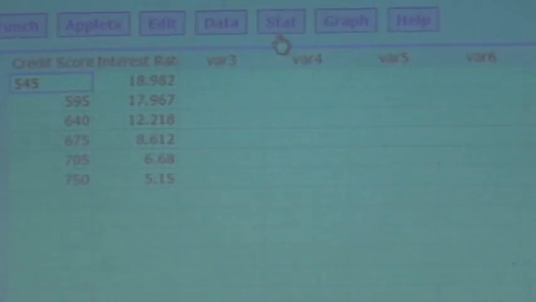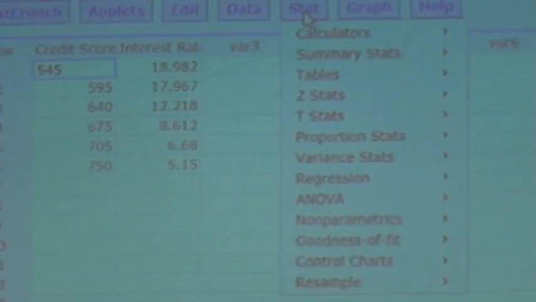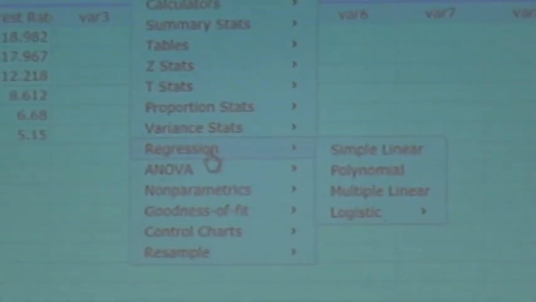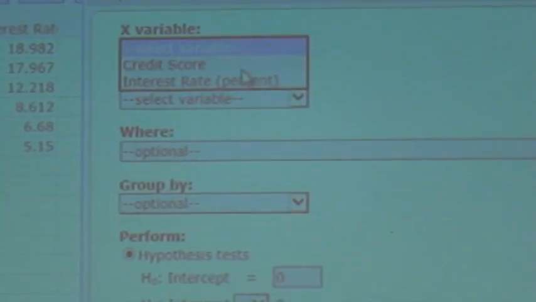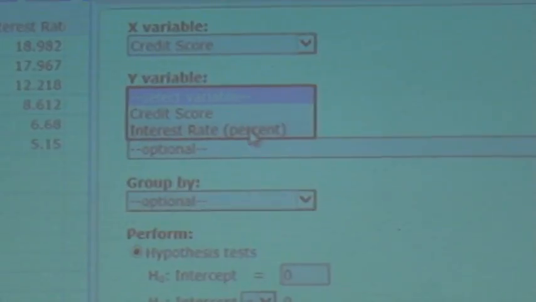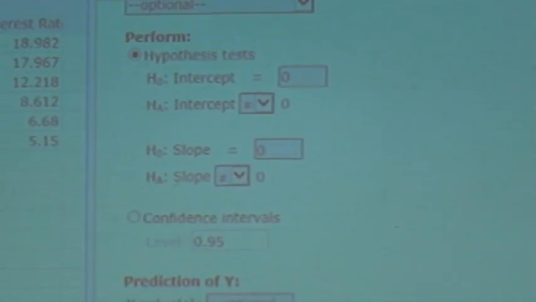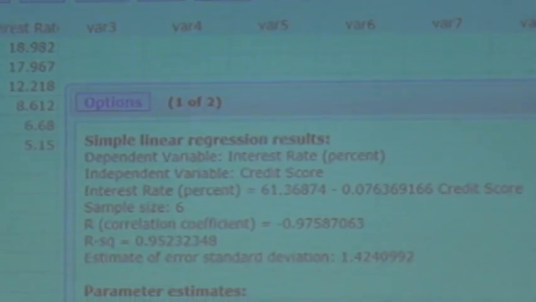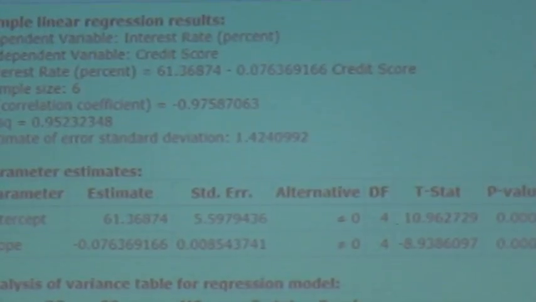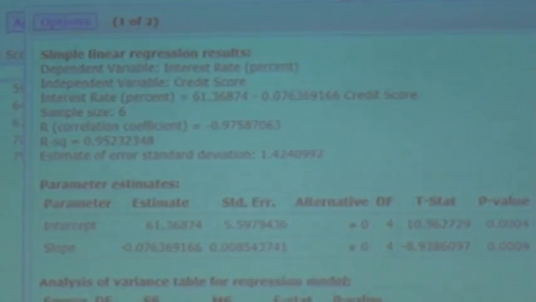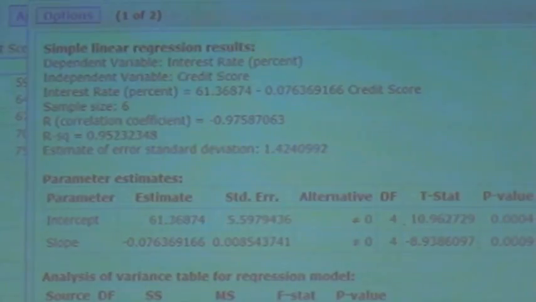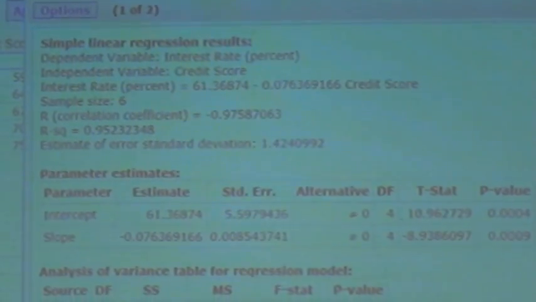It's really strong, don't you think? It's nice to have that sense of what these values all mean. So Stat, Regression, Simple Linear. Our X is credit score, our Y is interest rate. For right now, let's just go compute. We can always go back and generate more stuff that we need. Okay, so there's our R value, and we were right: -0.976.